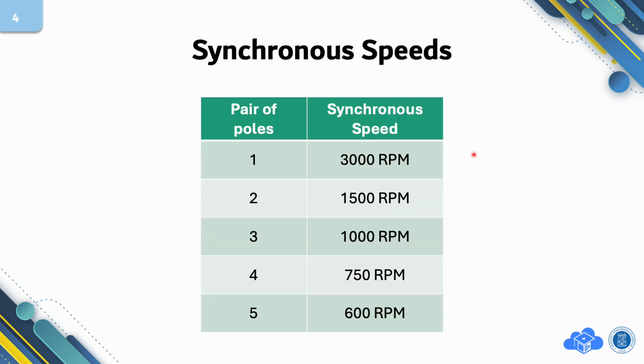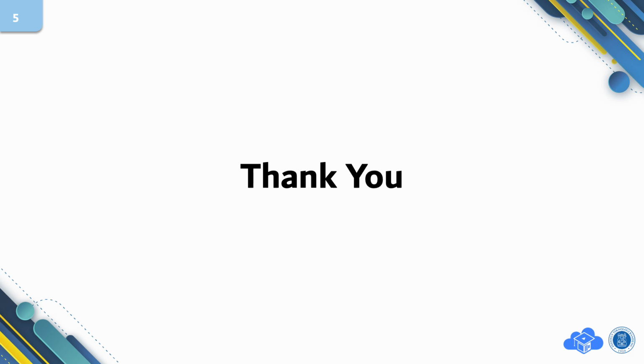Here is the list of synchronous speeds we can construct using several types of stator. Here I'm listing the data from a stator which has 5 pairs of poles, where the synchronous speed will be 600 RPM. That's all my presentation.